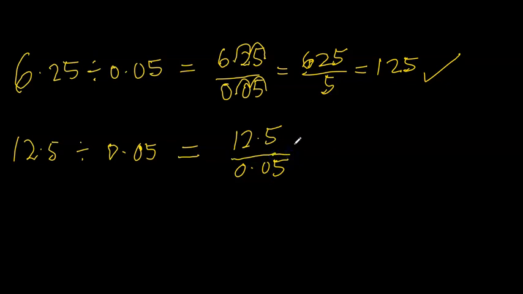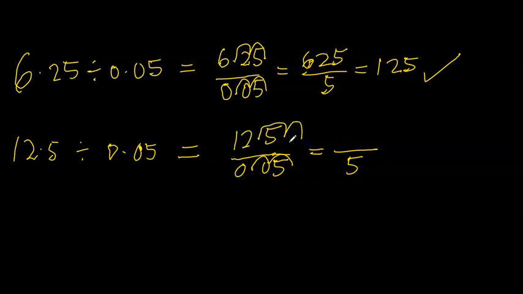Like I said before, what you're going to do is change this denominator into a whole number. The way you do that is by moving the decimal point as many times as it takes for it to become a whole number. And each time you move, you have to move the decimal point in the numerator as well. So here we move 2 decimal places, so the denominator has now become a 5. And then we have to do the same thing here, 2 decimal places. So 1 and then 2.